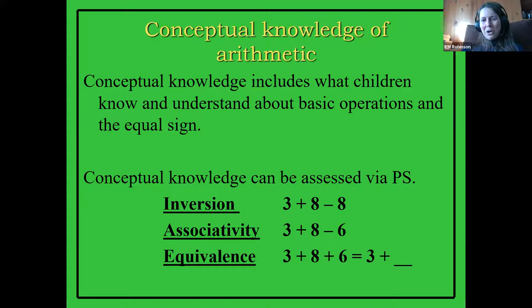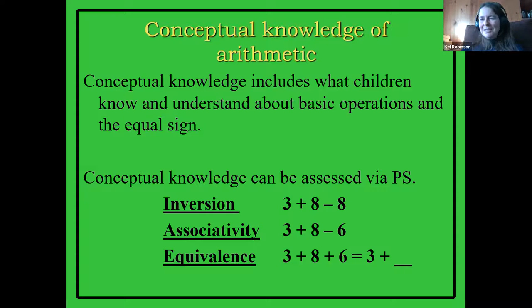So on inversion problems, if you understand that addition and subtraction are inversely related to each other, you don't need to do any math. You'll know that the answer is 3. On associativity problems, if you apply your knowledge that addition and subtraction are associatively related to each other, you can make your life a little bit easier by solving the subtraction component first and then adding it to the first number.